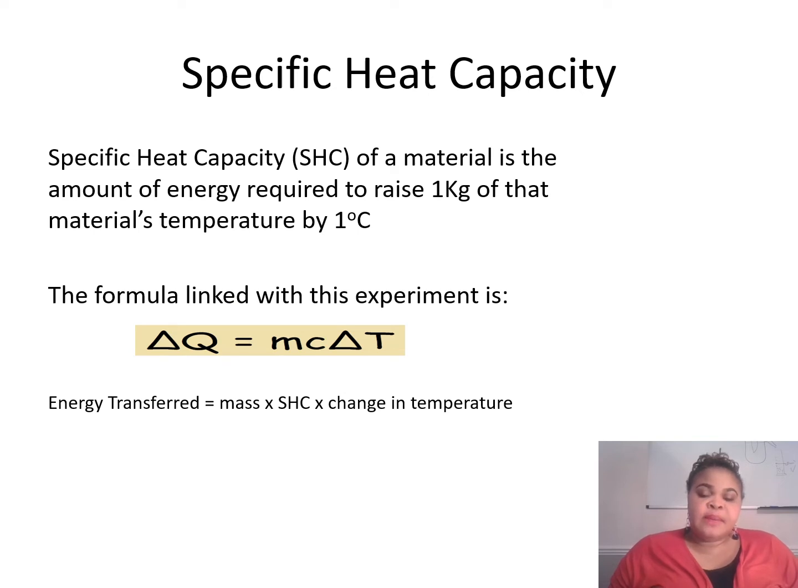The specific heat capacity one is another required practical. The specific heat of a material is the amount of energy required to raise 1 kg of that material's temperature by 1 degree Celsius. There is this formula. I looked at this formula in the series of questions I put together. The energy transferred is equal to mass times specific heat capacity, always written as a little c, times the change in temperature.